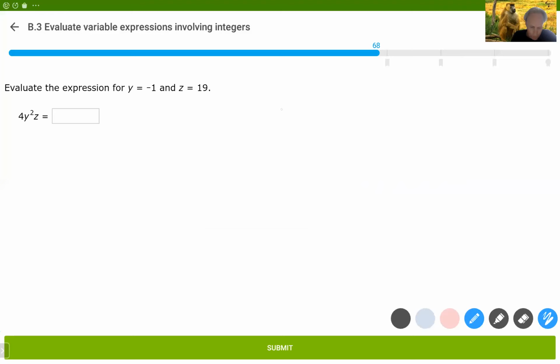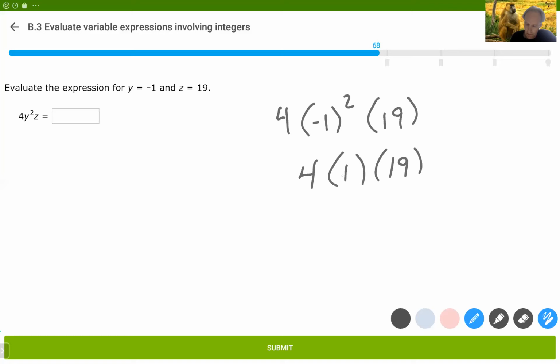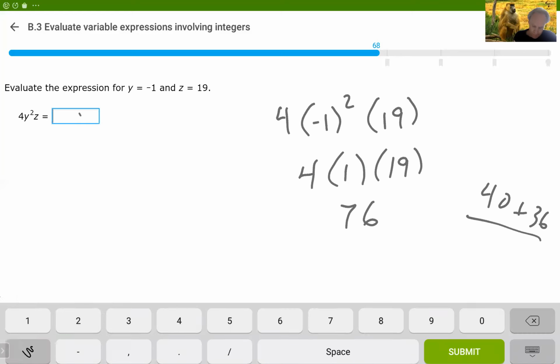Now we've got a 4 and a y squared and a z, and those are being multiplied together. We have to square the negative 1 first, and it is important that you do that first. Notice if I multiplied these together and then squared it, I would get 16. But in this particular case, when I square negative 1, I get 4 times 1 times 19. And when we multiply those together, it looks like it's 76 maybe. All I did was multiply the 4 times the 10 and get the 40, and the 4 times the 9 and add the 36 in my head, in case you're wondering how I do that. That is 76.